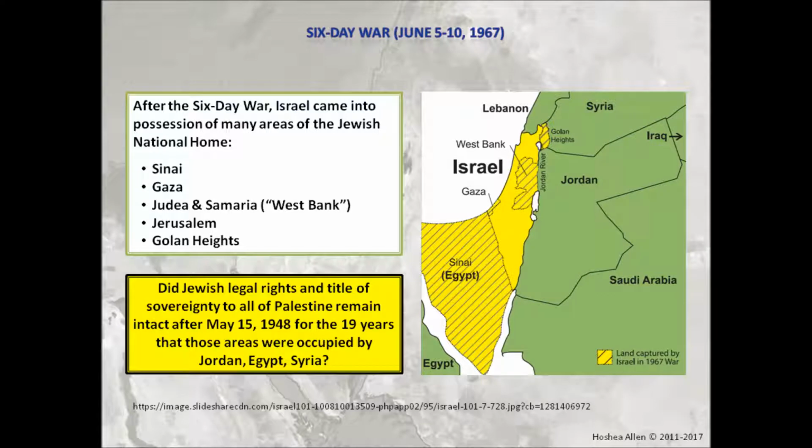Let us now jump ahead to 1967 and the Six-Day War. As a result of the Six-Day War, Israel came into possession of many areas of the Jewish national home: the Sinai Peninsula, the Gaza Strip, Judea and Samaria, the so-called West Bank, Jerusalem, and the Golan Heights. And the question here is, did Jewish legal rights and title of sovereignty to all of Palestine remain intact after May 15, 1948, when British rule under the Mandate ended, for the 19 years that those areas were occupied by Jordan, by Egypt, and by Syria?